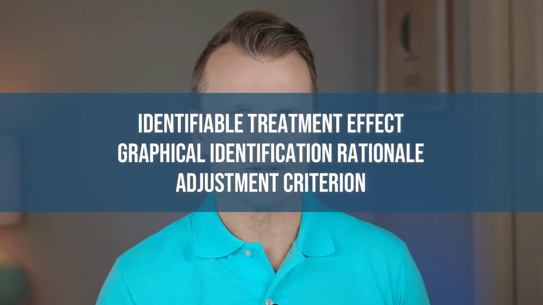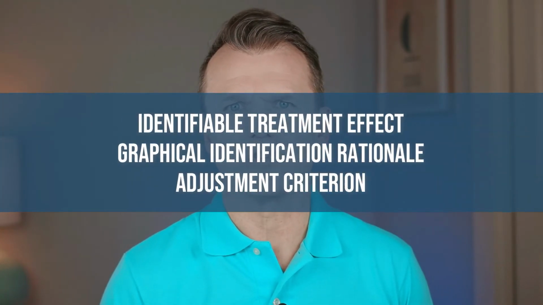In this video, you'll learn how to find implied association in DAG. There are three main things in the video: identifiable treatment effect, graphical identification rationale, and adjustment criterion. Make sure you watch till the end for some revealing examples of graphical adjustments. And the takeaways. Compare them with your notes.